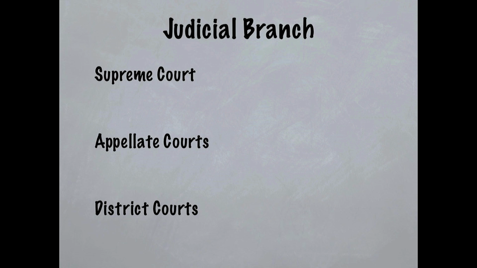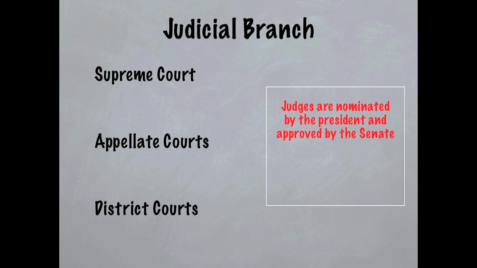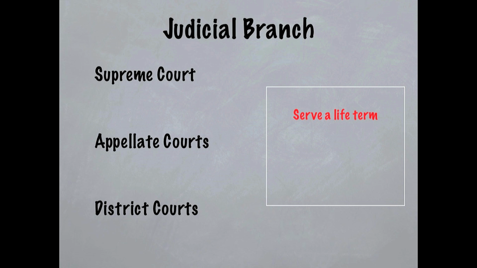Federal judges are selected by being nominated by the President and approved by the Senate. According to the Constitution, there are no qualifications to be a federal judge. Once judges are appointed, they serve for life unless they resign, retire, or get removed through the impeachment process. Now let's briefly examine each type of court.